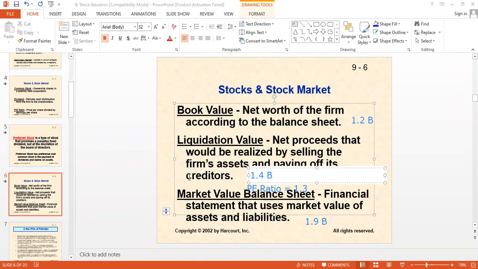See, I have put three values in front of you: 1.2 billion for book value, 1.4 billion for liquidation value, and 1.9 billion for market value. Your balance sheet says the worth of your company is 1.2 billion. But as per the market estimates, the value of your company, the value of your assets, is 1.9 billion.